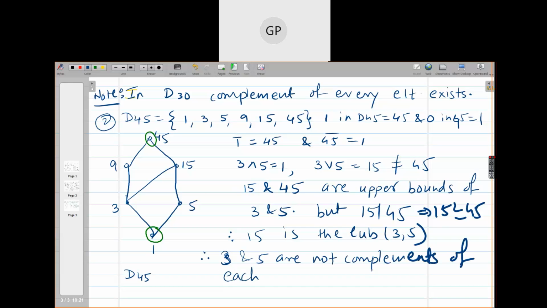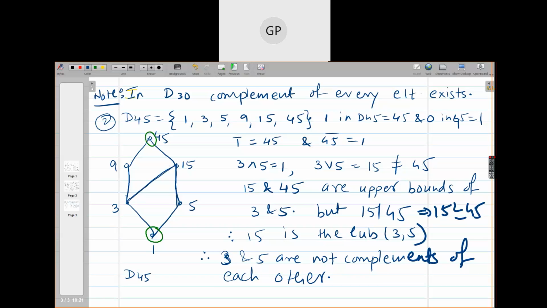3 and 5 are not complements of each other. Do you understand this, girls? Look, 3 is connected to 15, there is an edge. 5 is also getting connected with 15. And both of them are getting connected with 45 by transitivity of the relation.